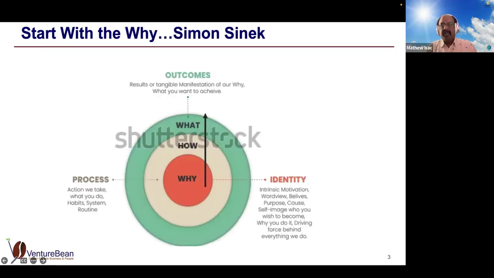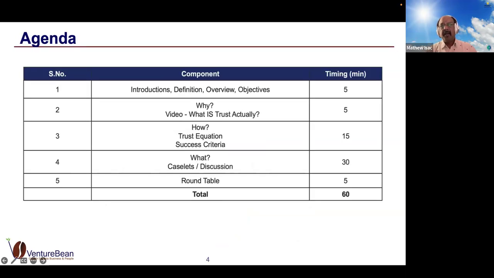So just to reiterate, what Simon Sinek's start with the why is: Simon talks about always starting with the why, moving to the how, and then to the what. So let's go with each one of these. The why is the purpose. Why do we do what we do? It is the driving force behind everything that we do. Then the how is the process: what actions do we take, the step-by-step process. And then we get to the what: what do we expect out of this? What do we want to achieve? So this is what we'll see in our session today.